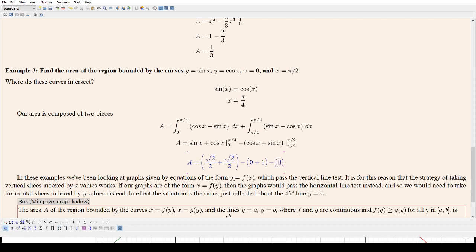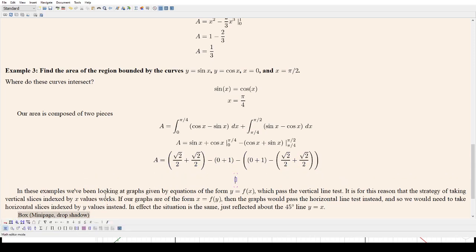Let me put another big pair of parentheses here because this minus is making me nervous. So inside this parentheses, I'm going to put the entire second chunk. Okay, if I plug in pi over 2, cosine at pi over 2 is 0. Sine at pi over 2 is 1. Now if I plug in pi over 4, cosine at pi over 4 is root 2 over 2. And sine at pi over 4 is also root 2 over 2.